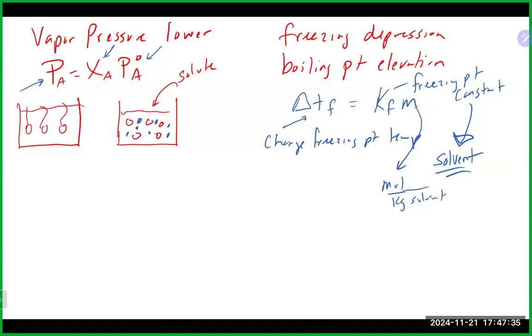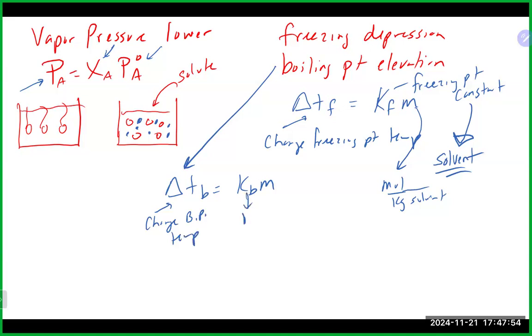And we have a boiling point equation as well that's very similar. The change in the boiling point temperature is Kb times m. Once again, this is the change in the boiling point temperature. The Kb is the boiling point constant, also based off of the solvent. And m here is our molality, which again is our moles per kilogram.